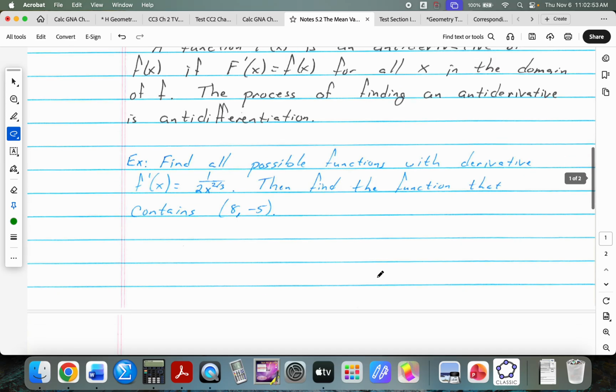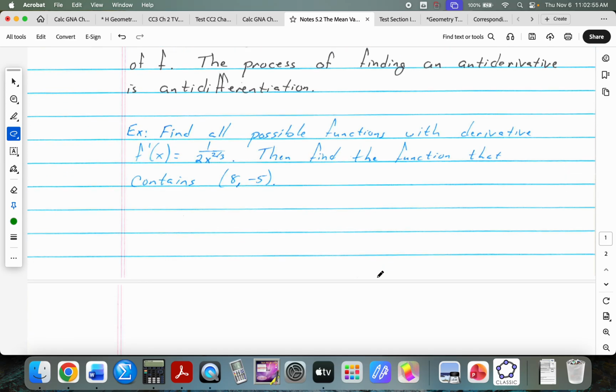Anyway, so let's find all possible functions with derivative f prime of x is equal to 1 over 2x to the 2/3 power. Then find the function that contains the point 8, -5. So that's our initial condition here.